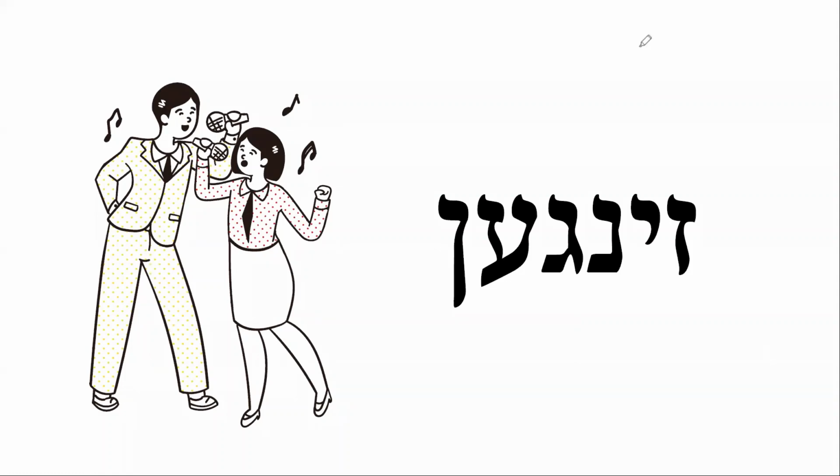Singen means to sing. Here is Nun with two short horizontal lines, one on top and one at the bottom. And next to it, we see Gimel with the characteristic triangular indentation.